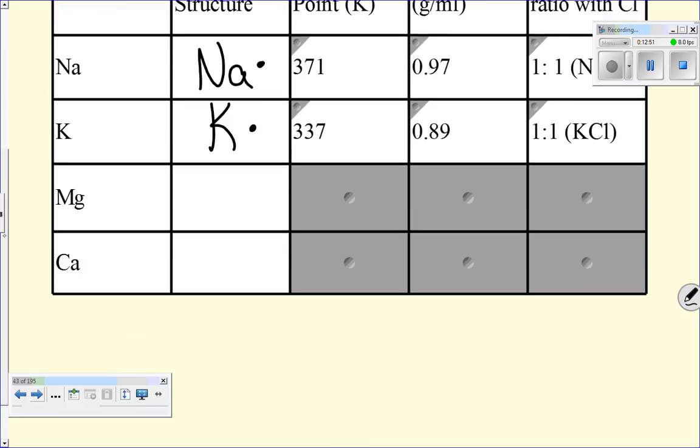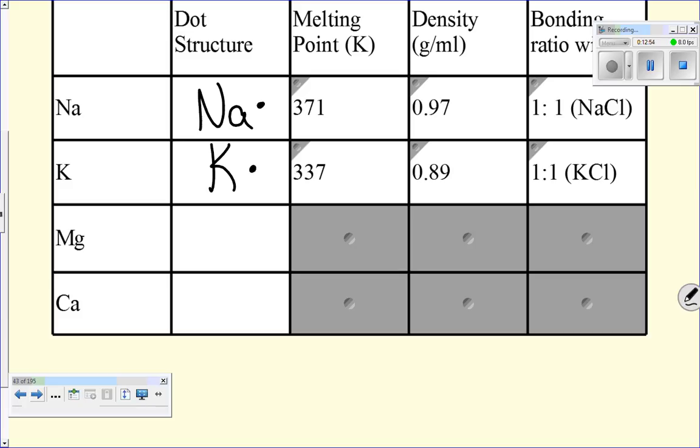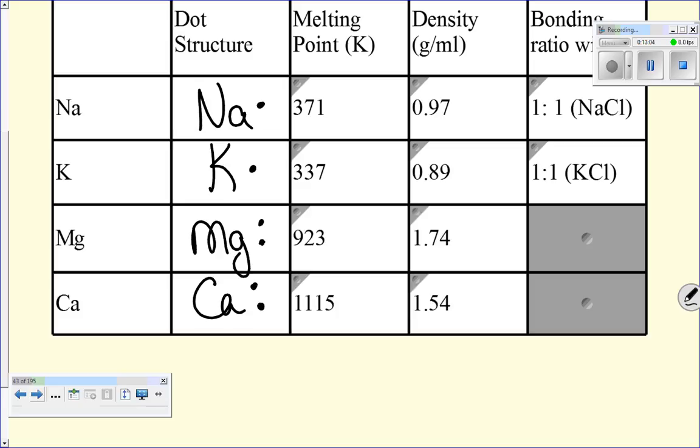But let's compare this to magnesium and calcium, which each have 2 valence electrons, so they have 2 dots in their dot structures. You're going to notice their physical properties are different from sodium and potassium. If we look at these 2 numbers, they're still relatively close to each other compared to these 2 numbers, which are far away from those. Our densities are also pretty close.